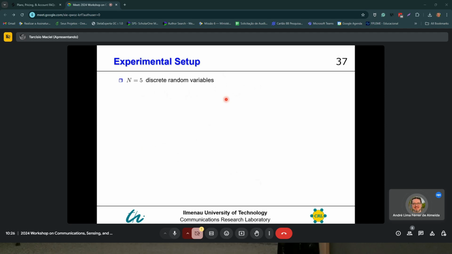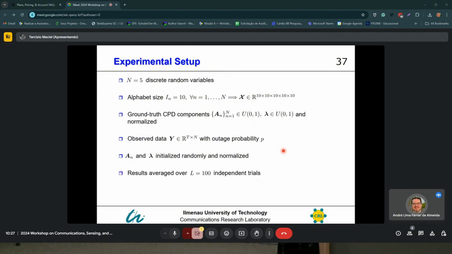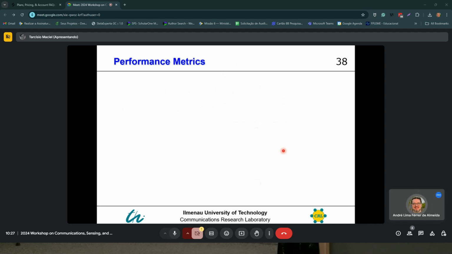Okay, so we have 5 random variables, n is equal to 5. The alphabet size for all of them is 10, so I_n is 10. So we have a tensor of size 10 by 10 by 10 by 10 by 10, where we want to estimate the parameters, so it's quite difficult. The ground truth CPD components are generated from uniform distributions between 0 and 1, and then normalized. Then we get the observed data by taking into account our outage probability p. A_n and lambda are initialized randomly and normalized, and then the results are averaged over L equals 100 independent trials.